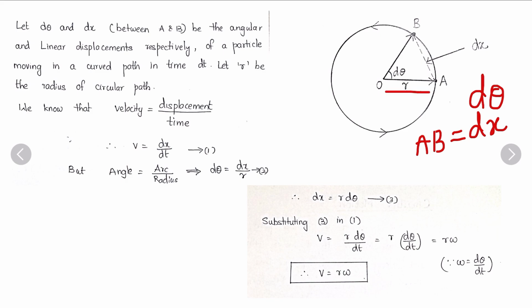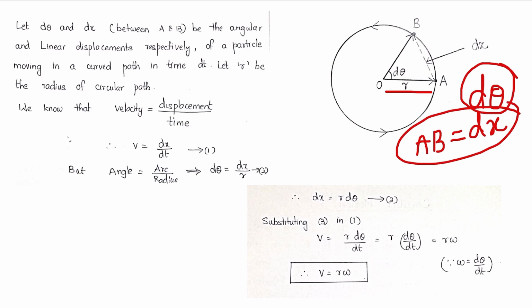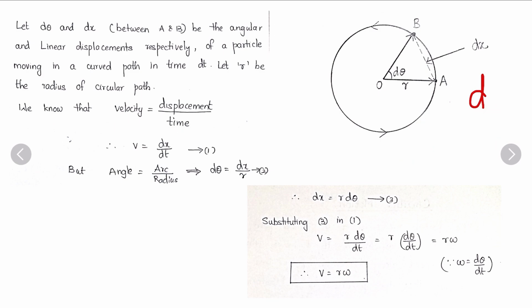Now let r be the radius of the circle, the circular path where the object is moving. O is the center, A is the initial point, B is the final point. When it has moved from A to B, it has made an angular displacement of d theta and a linear displacement of dx. Now we all know the fundamental equation: velocity is equal to displacement by time. This we know from the beginning.